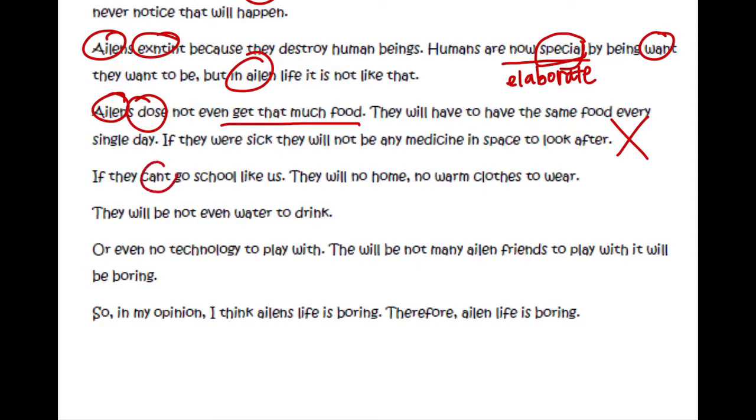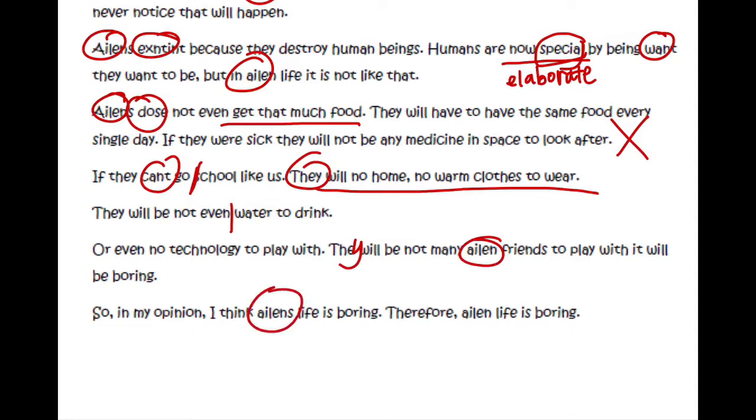Next part is, "if they can't go to school like us," error, "go to school, they will no home, no warm clothes to wear." The sentence has a lot of grammar errors. "They will not even have water to drink, again, or even no technology to play with. There will not be many alien friends to play with. It will be boring. So in my opinion, I think aliens' life is boring. Therefore, alien life is boring."